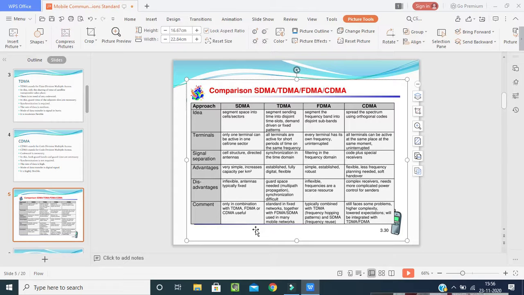Coming to the last term, that is CDMA, spreading the spectrum using orthogonal codes. This is the main idea of CDMA. Why has CDMA come into existence? Because of the need to spread the spectrum using orthogonal codes. And what is the main feature of the terminals in CDMA? All terminals can be active at the same place at the same moment, and it is uninterrupted.